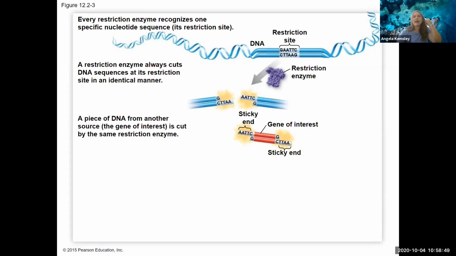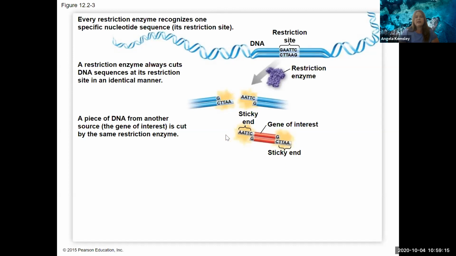So you have to have a gene of interest from one organism that will fit just right into that plasmid. So it has to be cut the same, which is why we use the same restriction enzyme. So notice here that when we cut the gene of interest, that's colored red, so you can keep it separate in your mind from what we're doing up here. Remember, the blue is from one organism, the red is from another.